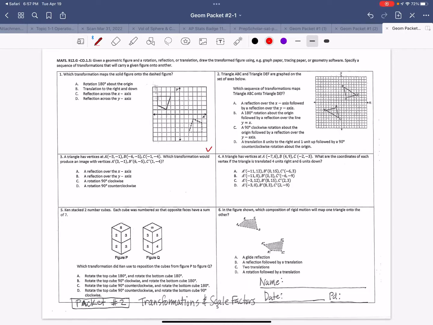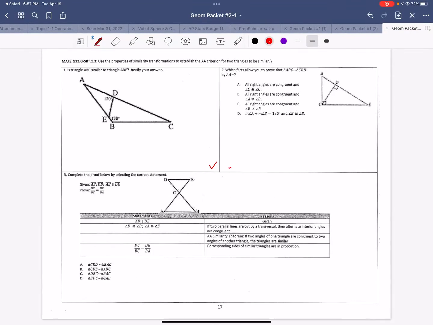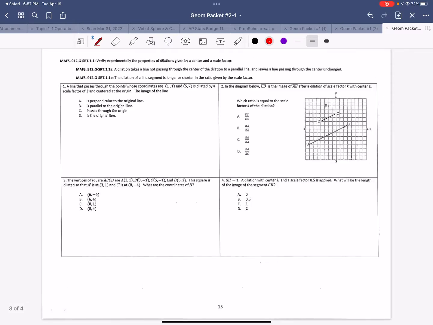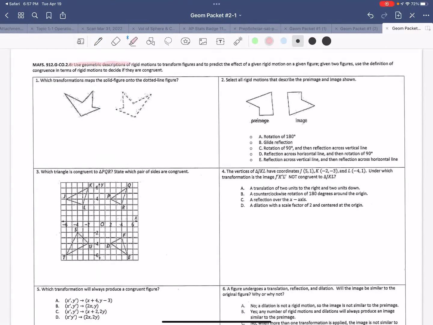Hey guys, we did notes on these questions in class and notes on these questions. All right, so we're going to do the two in the middle. So what's it say? It says, using the geometric description of rigid motion, transform the figure and predict if the rigid motion on the figure, given two figures, defines congruence.